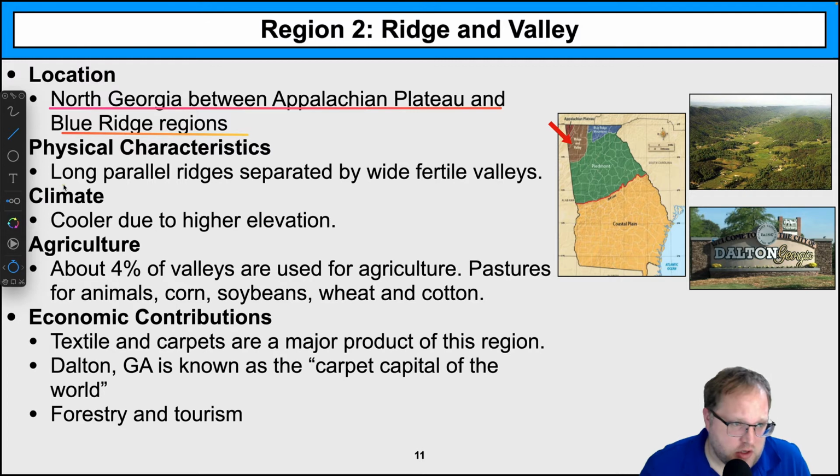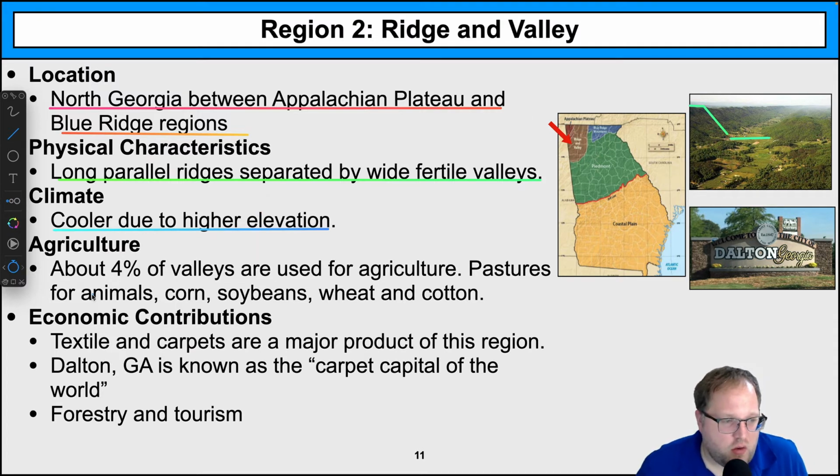The name of the Ridge and Valley tells you exactly what its physical characteristics are like. Long parallel ridges separated by wide fertile valleys. And I have an example of that right here in this photo. So you can see that the sloping hills right here that go up would be the ridges, and this valley where you see there's some homes and farms here would be the valleys. This area, the Ridge and Valley, also has a cooler climate than the Piedmont or coastal plain regions due to its higher elevation.